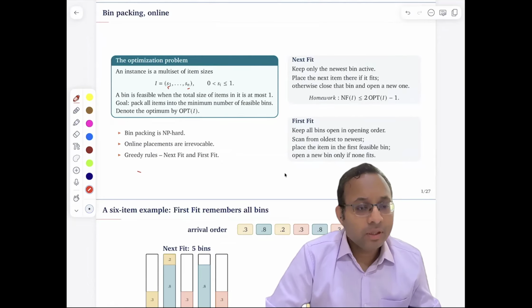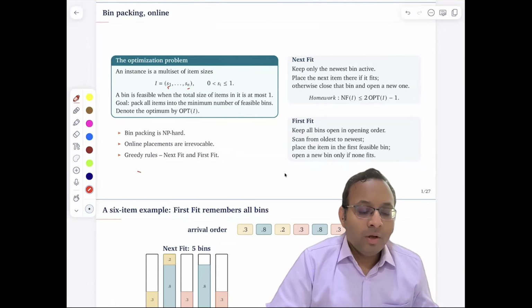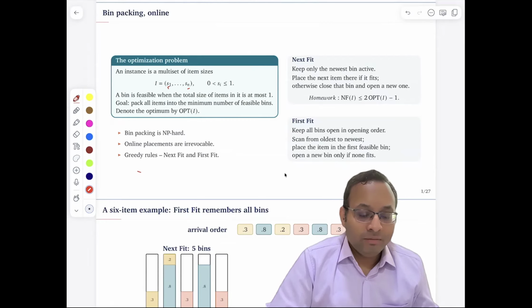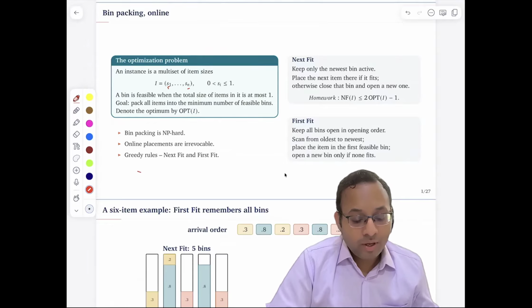We'll see some examples which will make it clear, but we'll realize this problem is already NP hard. So even in the offline case, when you know all the items a priori, you cannot solve the problem exactly in polynomial time for all instances. But in fact, there is also an online variant where the items appear in a sequence one by one. Once an item appears, you need to place it, and after the placement, you cannot change its placement. It should be an immediate and irrevocable placement.